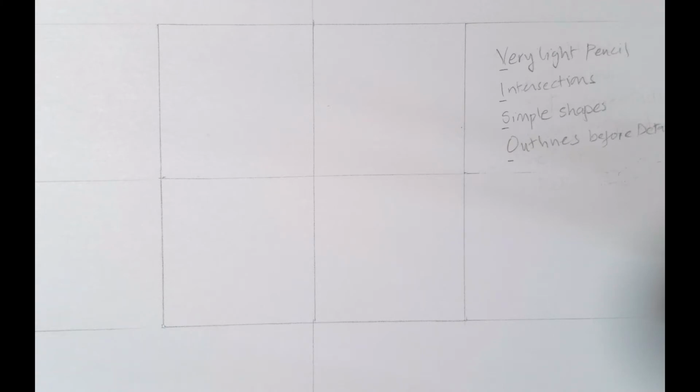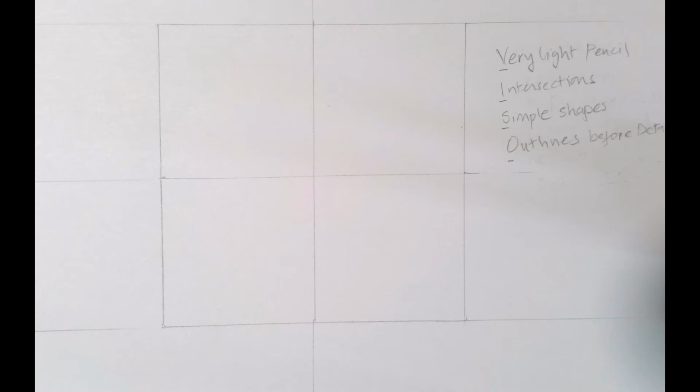The second one is I for intersections. We'll come to that a little bit more in just a couple of minutes. The third one is S for simple shapes, like circle, triangle, square. Just those shapes are what we'll be using to draw the basic drawing.